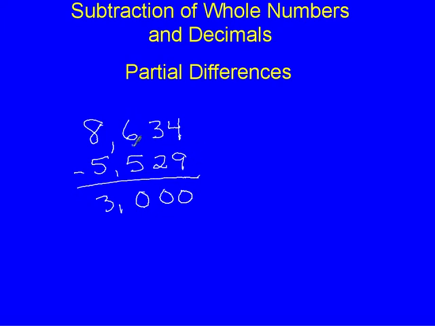Hundreds place, 600s minus 500s is 100, but it's a positive 100. It's bigger than 0, so it's positive. Then, tens place, 3 tens minus 2 tens is 1 ten, or 10. And again, it's a positive 10. It's not a negative number, it's a positive number. And the ones place, 4 ones minus 9 ones is negative 5.